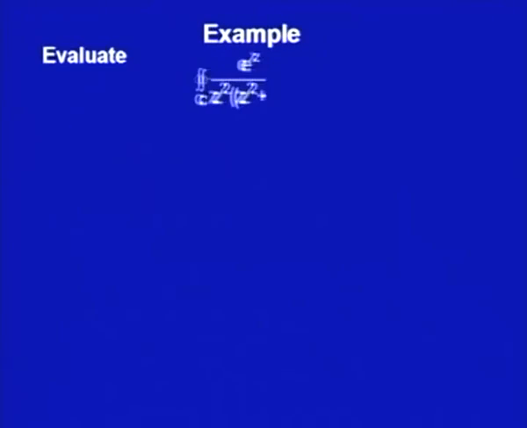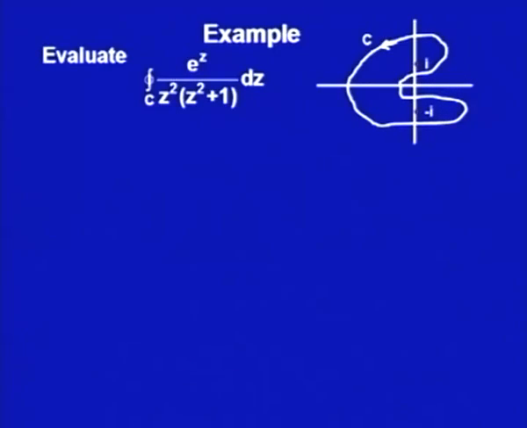Evaluate the integral along the curve C of the function e to the power z upon z square into z square plus 1 with respect to z, where C is a closed contour given by this figure. Now, we have to evaluate along this given path. This C is a closed contour. From anywhere we could start, it is a closed contour.